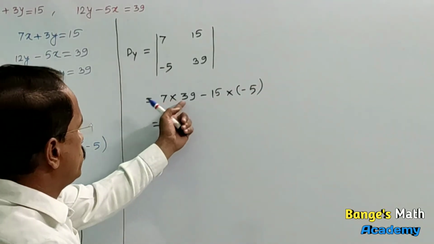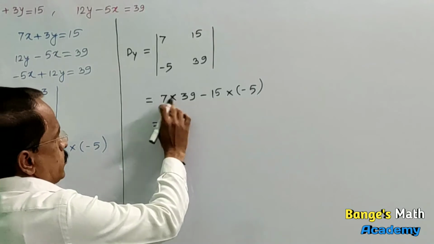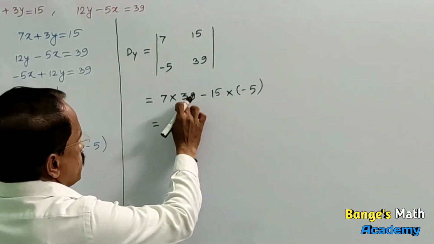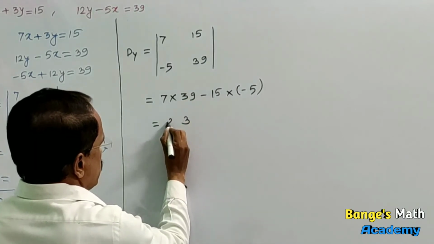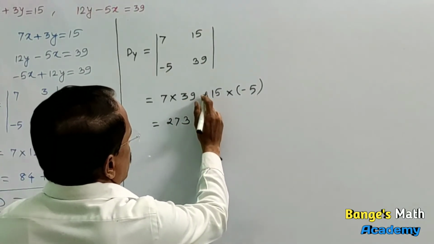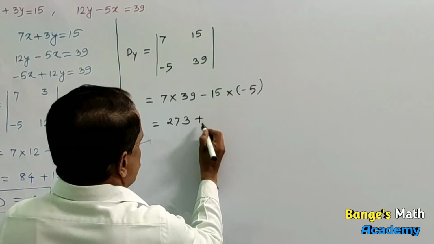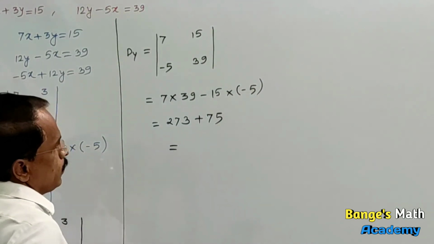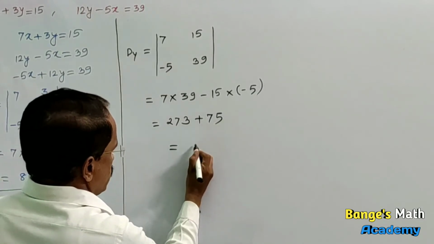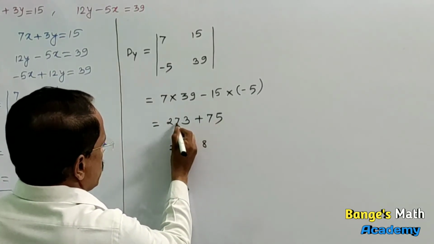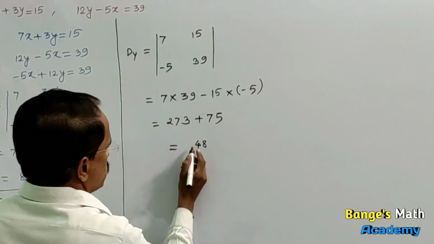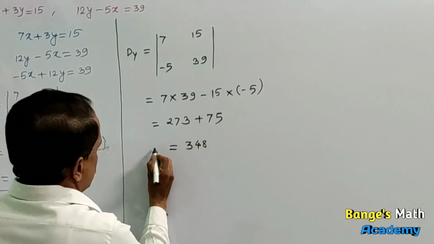Take product of this. 7 9 is 63, write 3, carry 6. 7 3 is 21 and 6 is 27. Minus into minus plus, 15 into 5 is 75. Sum of these: 5 plus 3 is 8, 7 plus 7 is 14, write 4, carry 1, and 2 plus carry 1 is 3. Dy.